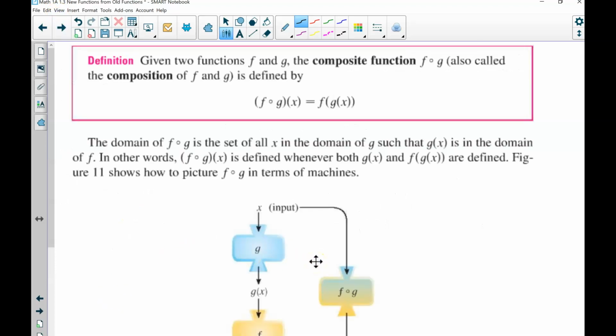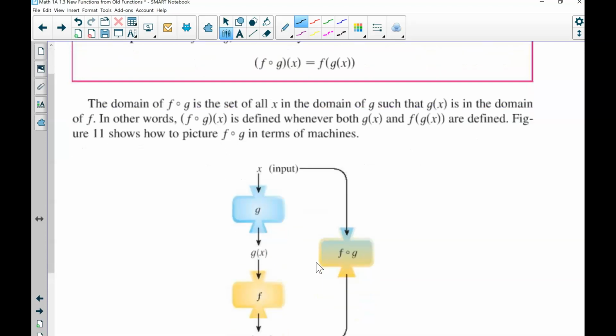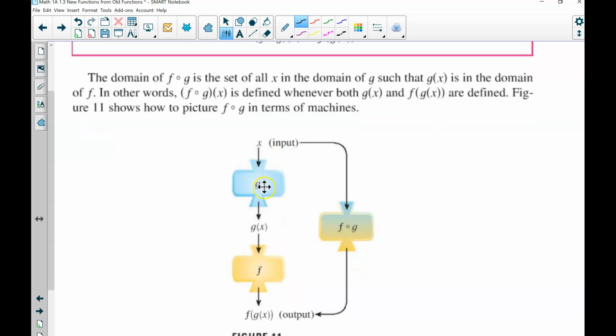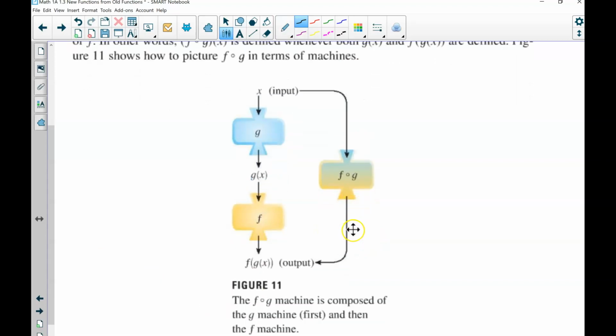So here's a definition. Given two functions f and g, the composition function is called the composition of f and g, defined by the following. f composite g equals f of g of x. So the domain of f composite g is a set of all x in a domain of g such that g of x is in a domain of f. So in other words, whenever we see both functions, you want to consider them as machines. So the input x is the input of g, which then becomes g of x, which then gives you f of g of x, and you can see what the composite function does to you in the form of a machine.